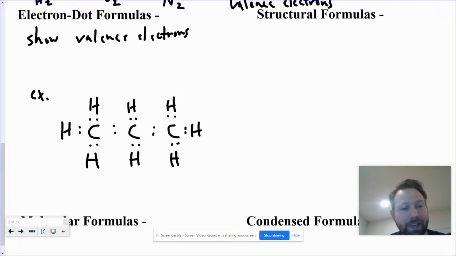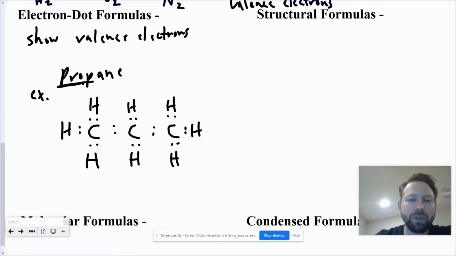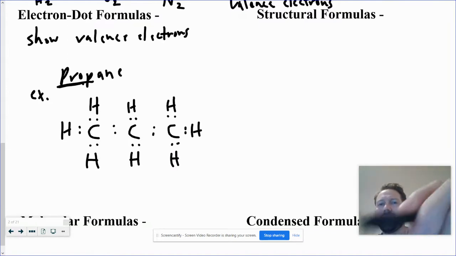All right. So again, this is an example. It's called propane. If you recall, prop is the prefix for 3, and ane is the suffix for alkanes. So again, this is an electron dot formula. It shows the valence electrons. And again, it's really important when you're looking at filling the outer shell of valence electrons to make sure that you are. The structural formula is something that's also pretty popular.